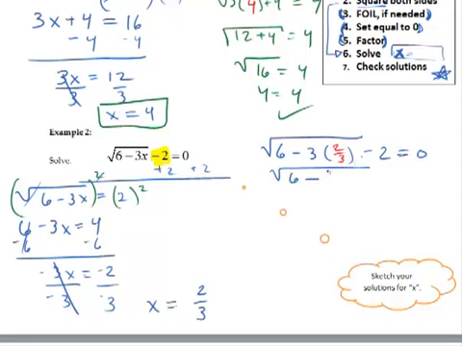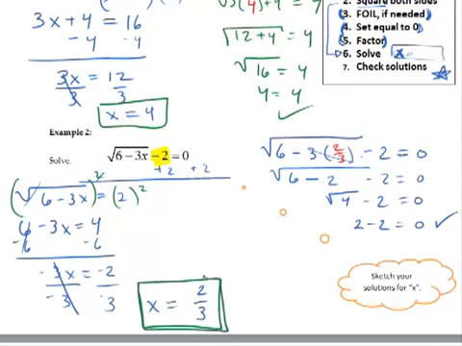So we get 6 minus 3 times 2/3 will just be 2 minus 2. So this is square root of 4 minus 2. Square root of 4 is 2, and yes, 2 minus 2 is 0. Check. So this answer is also a correct answer.